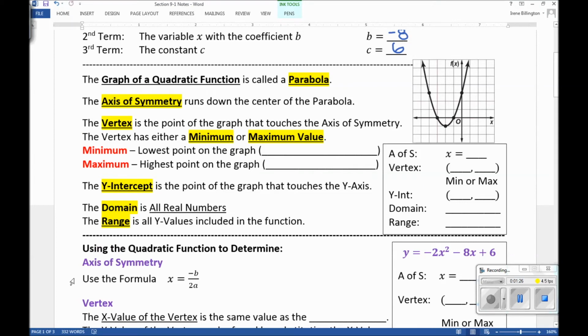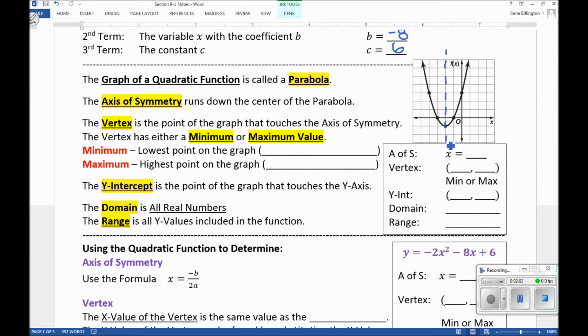The graph of a quadratic function is called a parabola. And a parabola, you'll see the graph on the right there, is kind of like a U shape. Each parabola has an axis of symmetry, and the axis of symmetry is going to run down the center of our parabola. So you'll be able to basically fold the parabola in half over the axis of symmetry. So the axis of symmetry runs right down the center of our parabola.